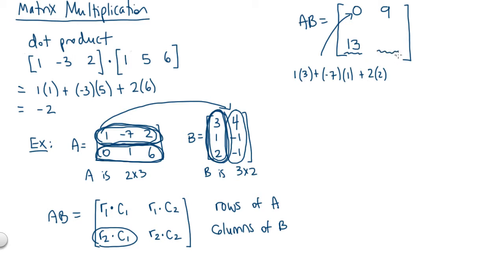And as we move into row 2 and column 2, we're doing row 2 of A dotted with column 2 of B. So if we work that out, that's negative 7.